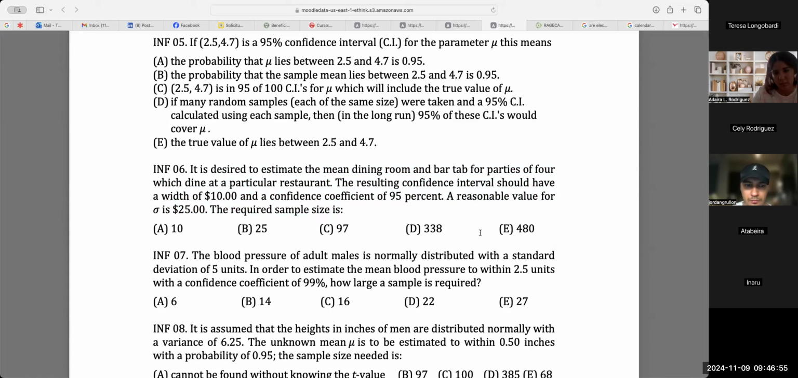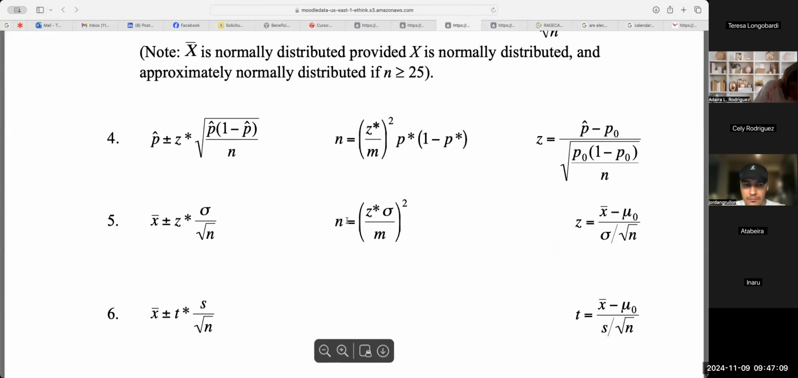And the question is, do I have sigma? Sigma is given. So we use 5. Good. We have sigma. All right. So then you just plug everything in to get this sample size. So this is the sample size estimation.